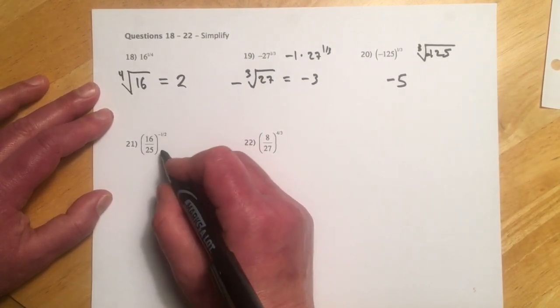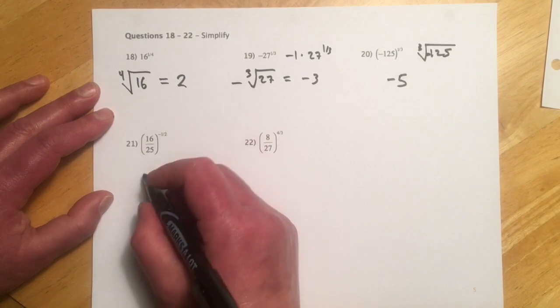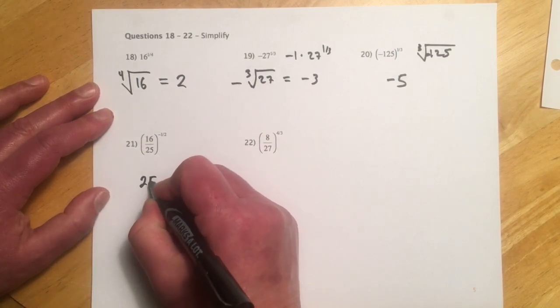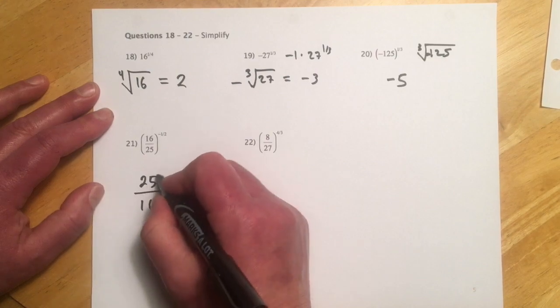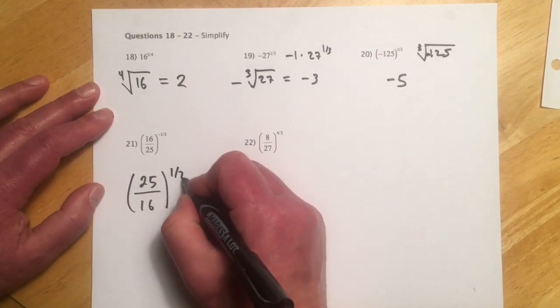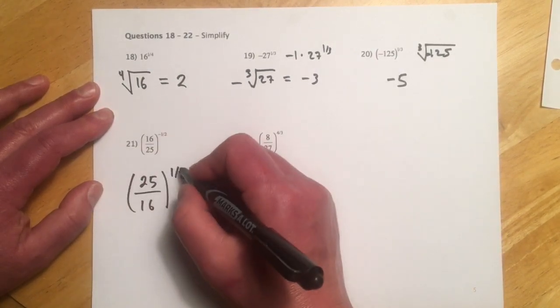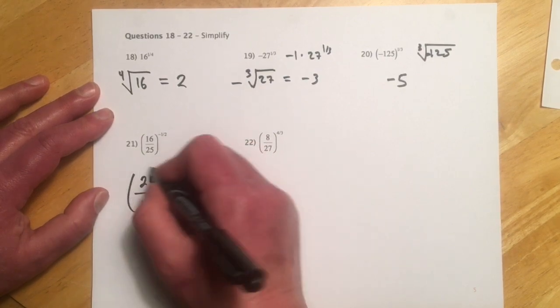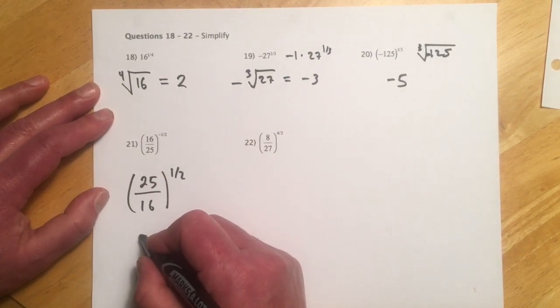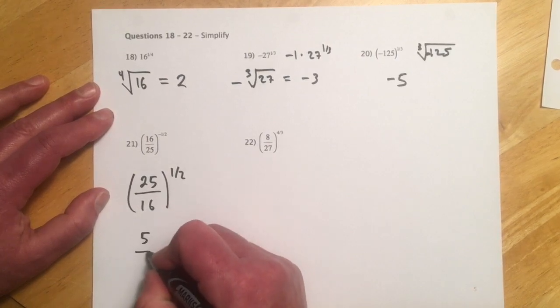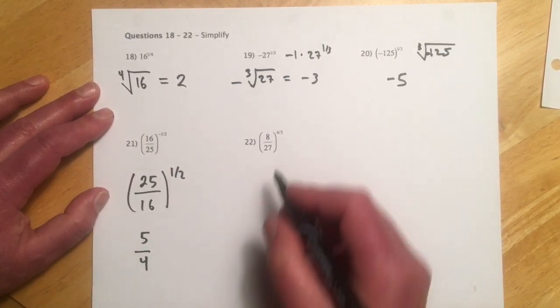Here we got that negative exponent, and that's a 1/2. So we'll rewrite this as 25/16 to the positive 1/2, which is the same thing as a square root. So square root of 25 would be 5, and square root of 16 would be 4.